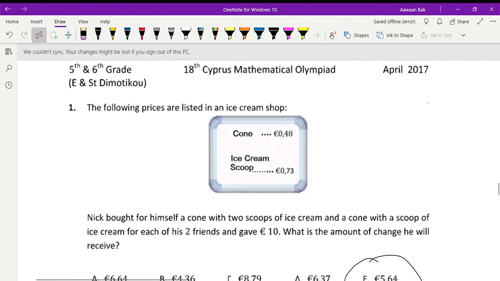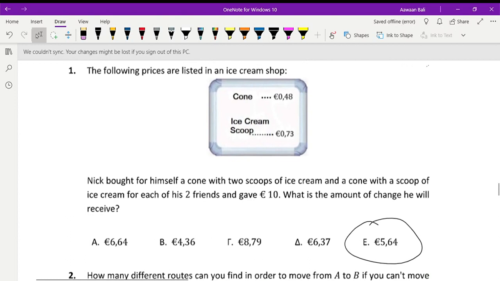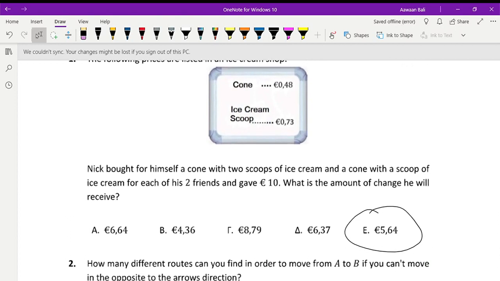Question number 1. The following prices are listed in an ice cream shop. A cone is €0.48, basically 48 cents. An ice cream scoop is 73 cents. Nick bought for himself a cone with 2 scoops of ice cream and a cone with a scoop of ice cream for each of his 2 friends and gave €10. What is the amount of change he will receive?